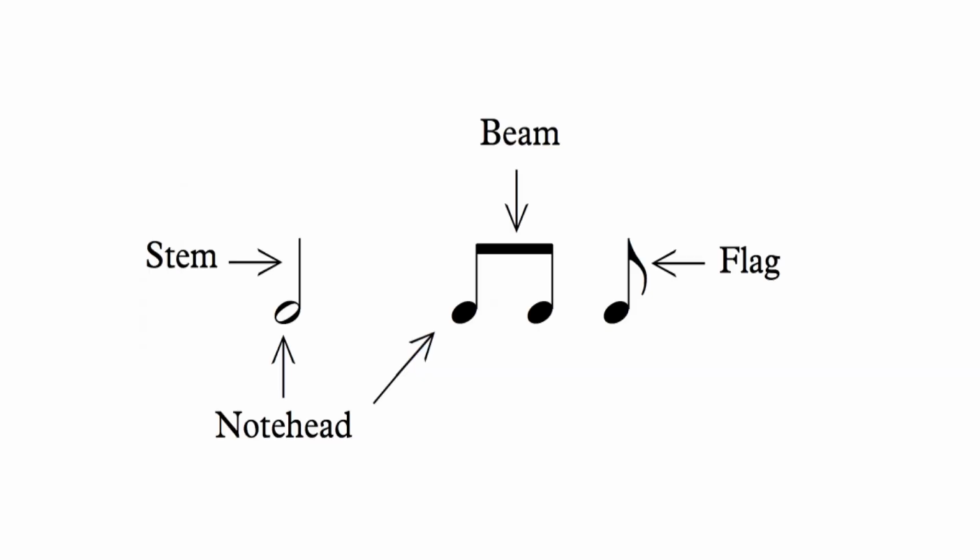Now, let's talk about notes and their components. A note is made up of a note head, stem, and sometimes flags or beams. The note head's position on the staff determines its pitch, while the stem and flags indicate duration. For example, a note with a single flag is an eighth note, played for half the duration of a quarter note.